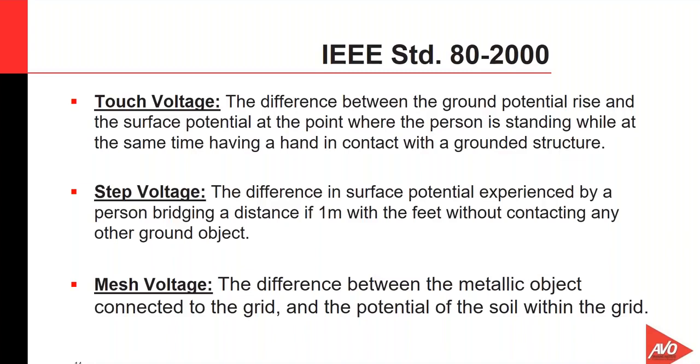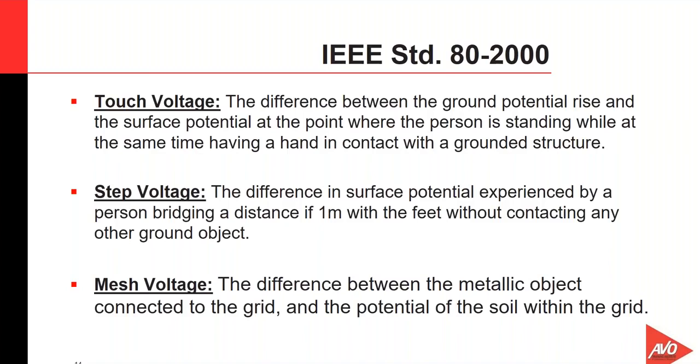The next one's going to be our step potential. Step potential is the voltage between the feet of a person standing near an energized grounded object. A person could be at risk of injury during a fault simply by standing near that grounding point. And then, of course, mesh potential is a factor calculated when a grid of grounding conductors is installed. Mesh potential is the difference between a metallic object connected to the grid and the potential of the soil within the grid itself. Just a little bit of an idea of the different types of potentials that you could see within your substations according to IEEE standard.